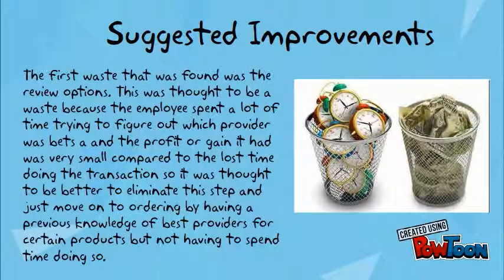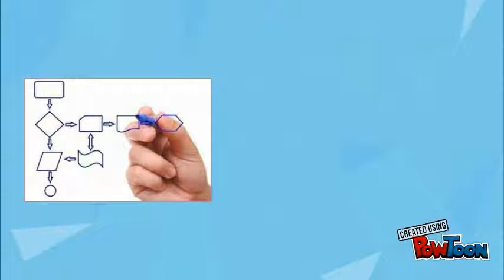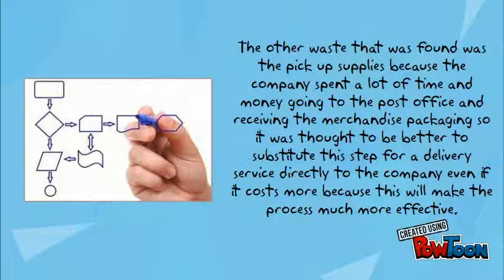2 forms of waste. The first one was to review the options because the employees spent a lot of time trying to figure out which provider was better. The profit or gain was very small compared to the lost time doing the transaction, so it was thought to be better to eliminate this step. The second was pickup supplies, because the company spent a lot of time and money going to the post office and receiving the merchandise, so it was thought to be better to substitute this step for a delivery service directly to the company, even if the costs were more, because it will make the process much more efficient.